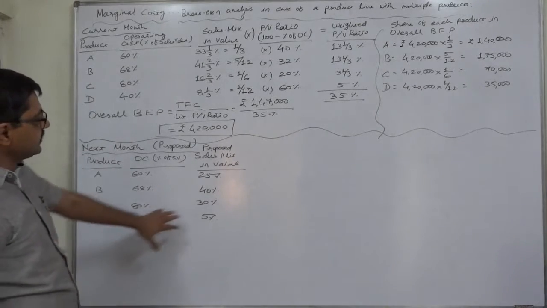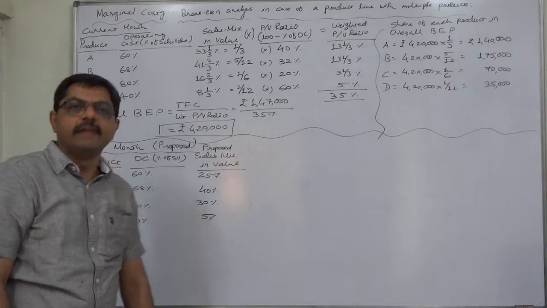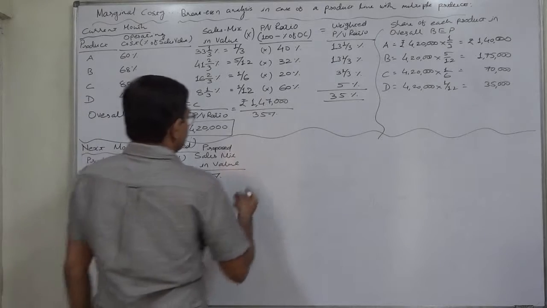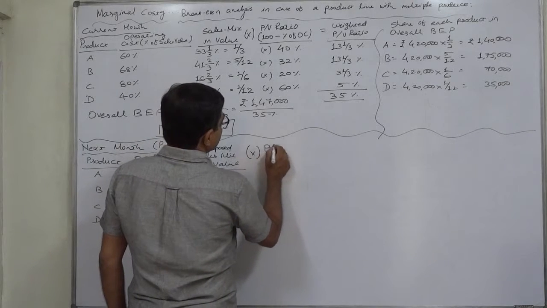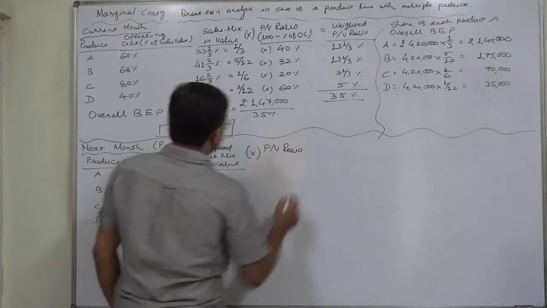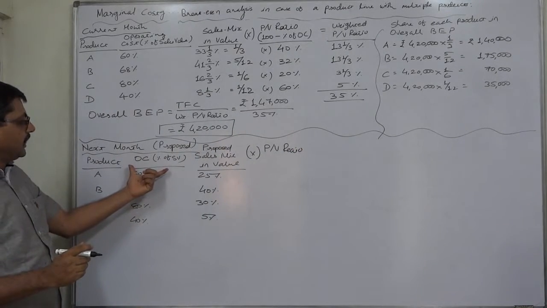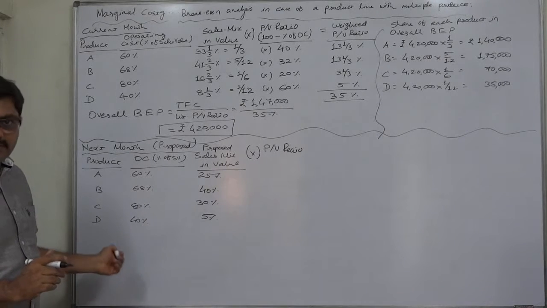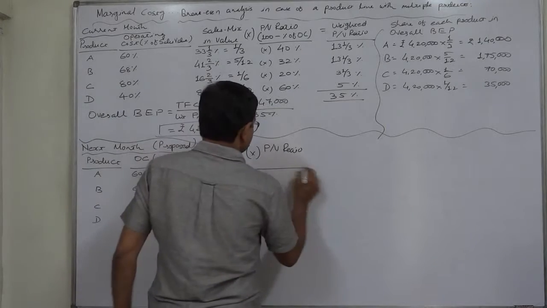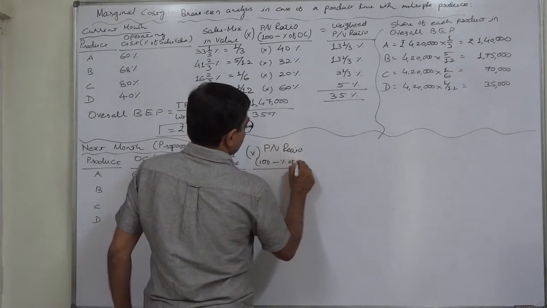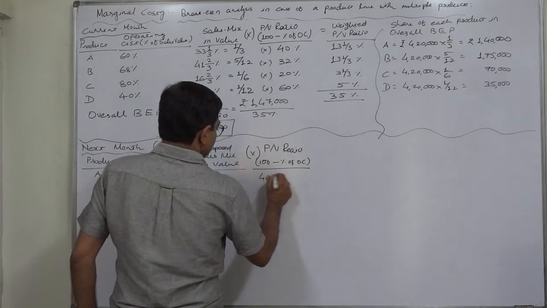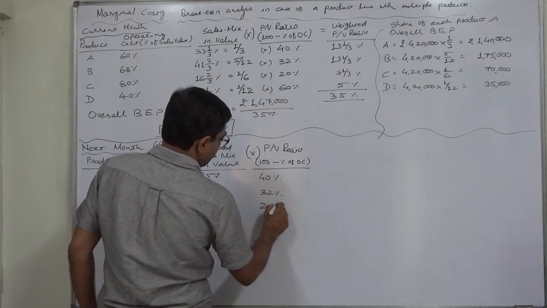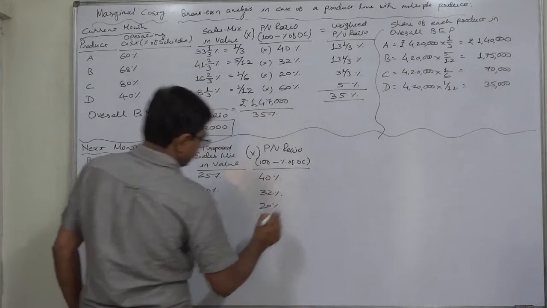Again the same thing. Since we have the percentage of sales values, we should calculate the overall or weighted PV ratio. And for that purpose, we need the PV ratio of the product, and that is again 100 minus percentage of operating cost, because operating cost is percentage of sales value, that means it is variable. 100 minus 60, 40%, 68 means 32%, 80 means 20%, and 40 means 60%.